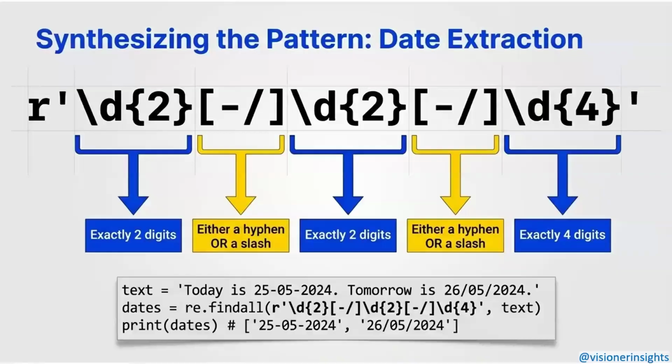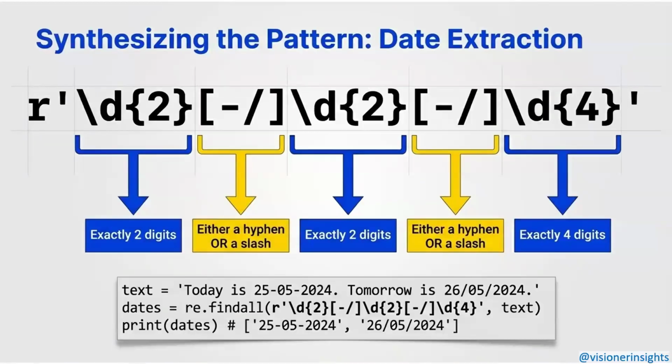Section 4, practical applications with code examples. Let's actually deconstruct a pattern for date extraction to see this code in detail. Say we want to extract dates formatted like 25-05-2024 or 26/05/2024. We kick things off with \d and curly braces with a 2 inside that, \d{2}, to grab exactly 2 digits for the day. Next, notice those square brackets around the hyphen and slash. Square brackets tell the engine to match any one of the characters inside, allowing either a hyphen or a slash as our delimiter. We repeat that for the month, add another delimiter, and wrap up with that \d{4} for the 4-digit year.